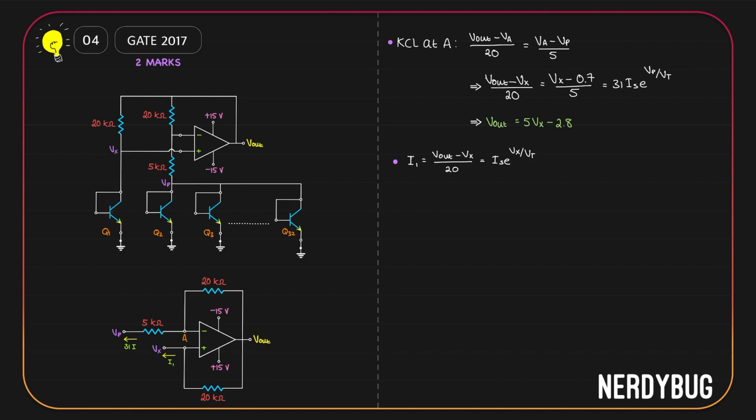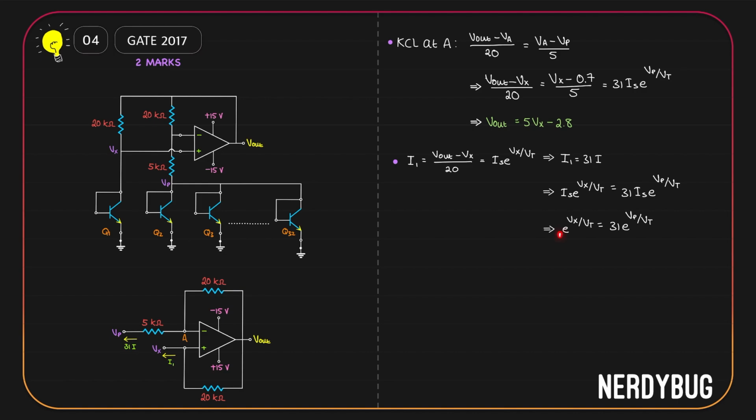Now see this. Here we saw 31 Is e raised to Vp by Vt is equal to Vout minus Vx by 20. Here we see Is e raised to Vx by Vt is also equal to Vout minus Vx by 20. So we can say I1 is equal to 31I. That means Is e to the power Vx by Vt is equal to 31 Is e to the power Vp by Vt. Is and Is can be cancelled. Let's take log on both sides.